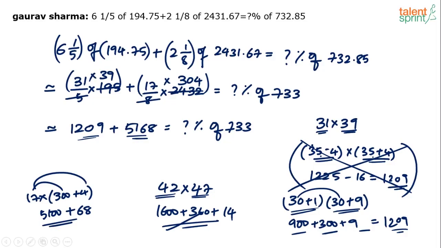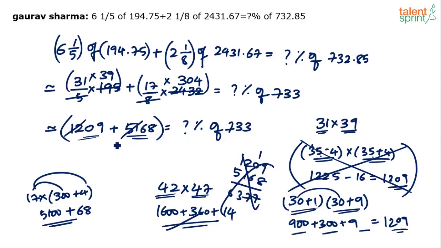Now addition. Addition has to be done on the left hand side. How do you add? Please do not do this: 1, 2, 0, 9, 5, 1, 6, 8, 9, 8, 17, 7, 3, 6. Not fit for the exam if you're doing this. What do you do? 1200 and 5100 is 6300. 9 and 68 is 77.